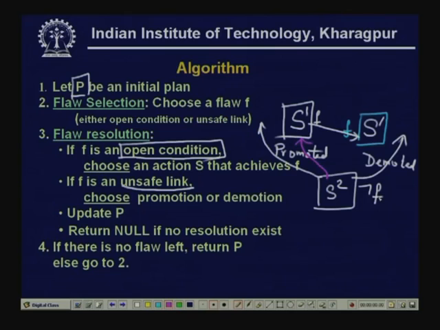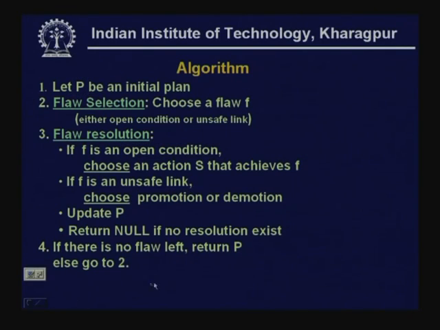But if it does succeed and if we come to a point where there is no flaw left, then we will return the current plan. Otherwise, if there are more flaws left, we will go to step 2 and select the next flaw. Okay. So, is this algorithm clear to you?